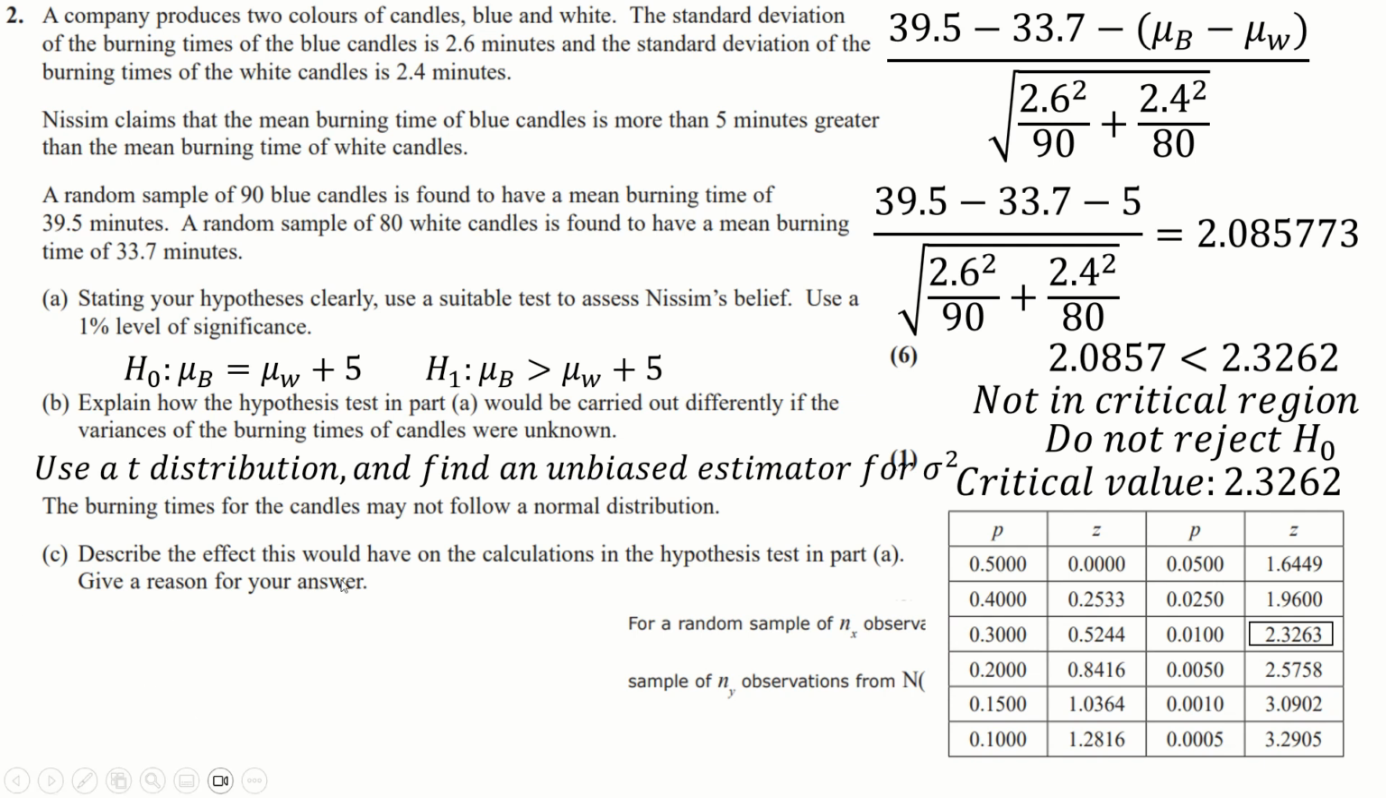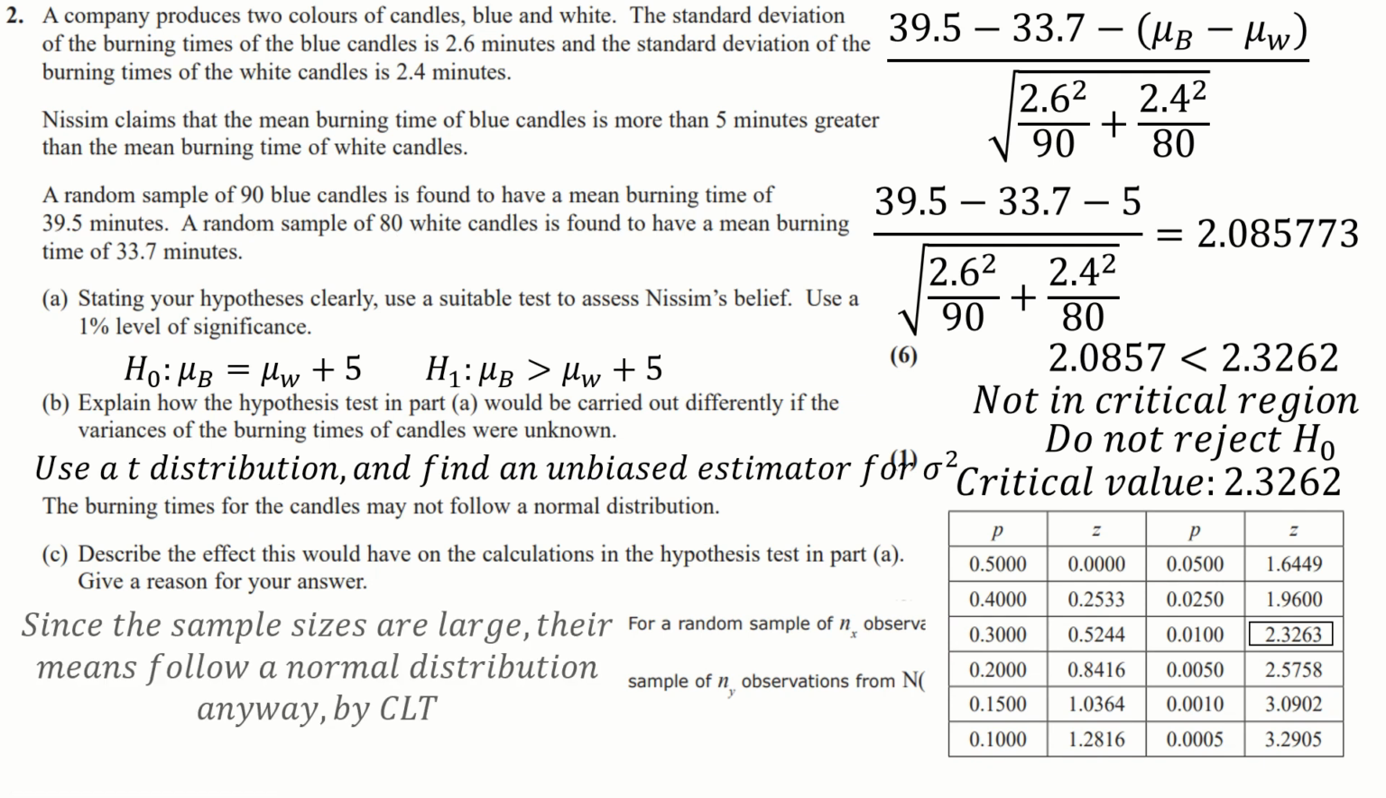The burning times of candles may not follow a normal distribution. Describe the effects that this would have. So the thing is, because you're taking quite large samples, the sample means will follow a normal distribution anyway, based on the CLT, the central limit theorem, from FS1. So interesting that they've given you a mark here for remembering some FS1 stuff. But yeah, the sample means will follow normal distribution anyway, so it doesn't actually matter.